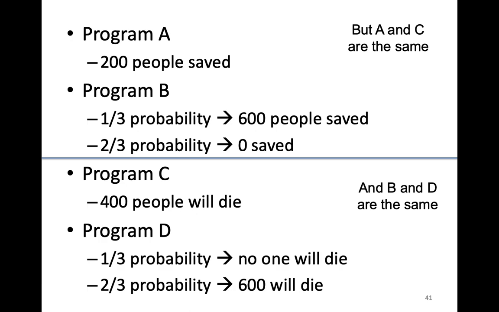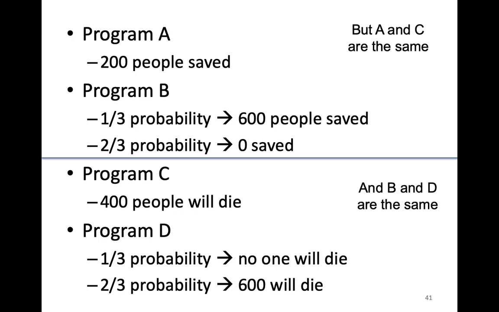It's also true that B and D are also the same. So if you look, there's a 1/3 probability that 600 people will be saved. That's the exact same thing as saying that there's a 1/3 probability that no one will die. If all 600 people are saved, no one will die. And then if there's a 2/3 probability that 0 people will be saved, that's equivalent to a 2/3 probability that 600 will die.